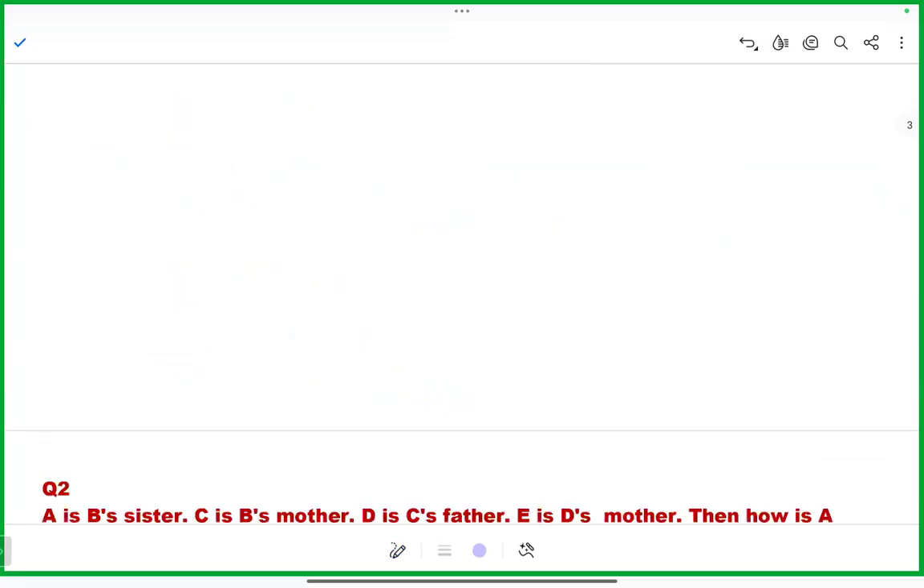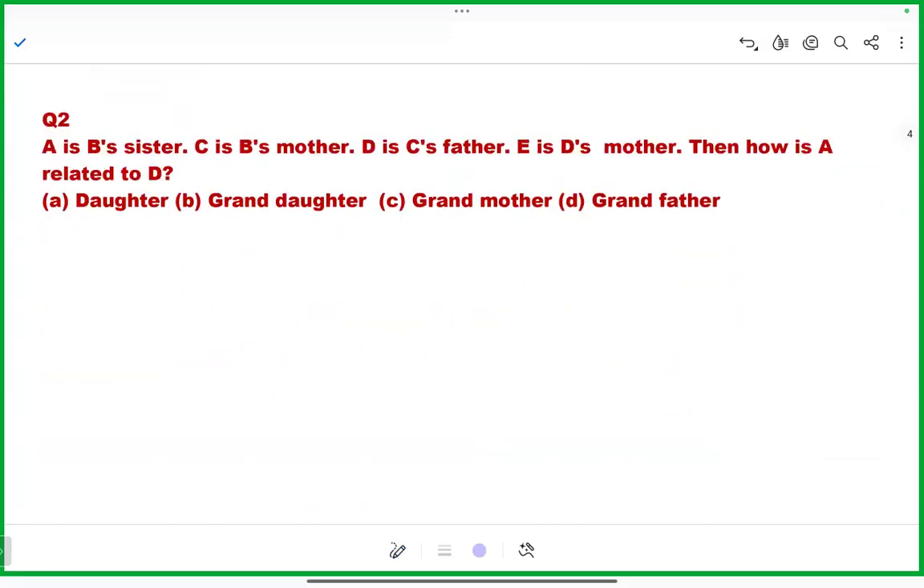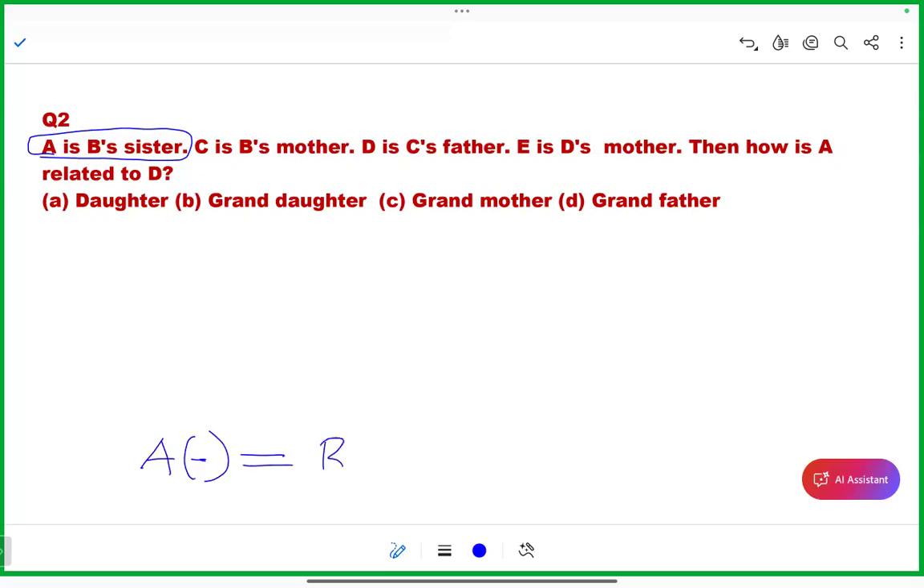Let's try one more. Now, let's start from the first statement. A is B's sister. A is B's sister. That means A is female, because A is B's sister. We know they are siblings. We don't know whether P is male or female, because it can be male also, it can be female also. Now, C is P's mother. Okay, so C is P's mother.